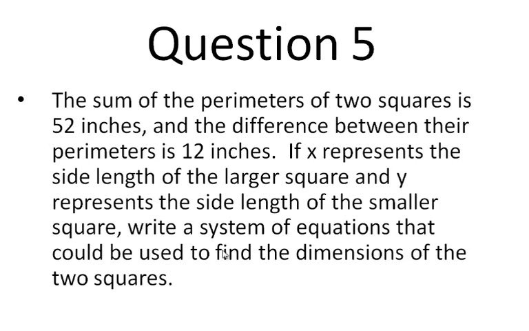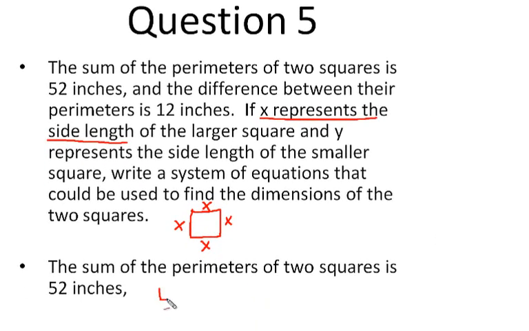Okay, so this one's a little tricky just because they say that x represents the side length. It doesn't say it represents the perimeter of the small square. So x is the side length of the bigger square. If we wanted to find the perimeter, we would have to add all four of those side lengths. So that would be the same as 4x for the perimeter of the big square.